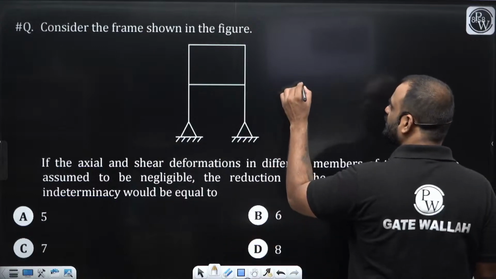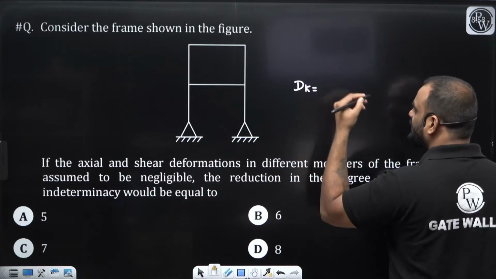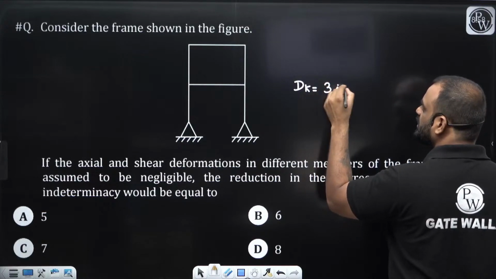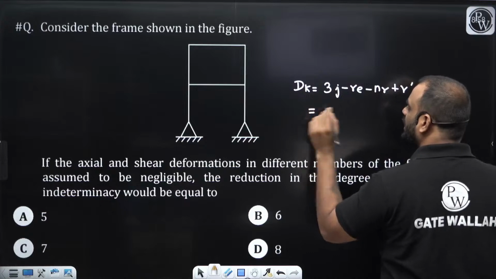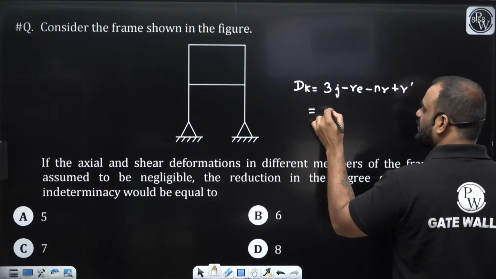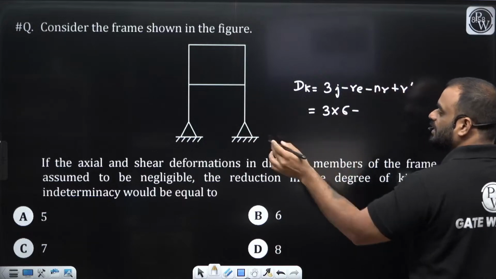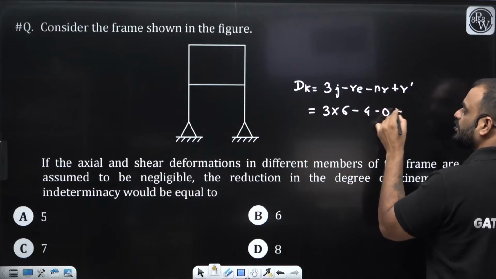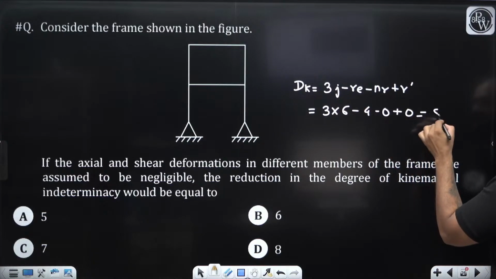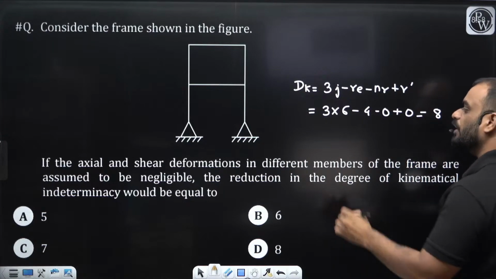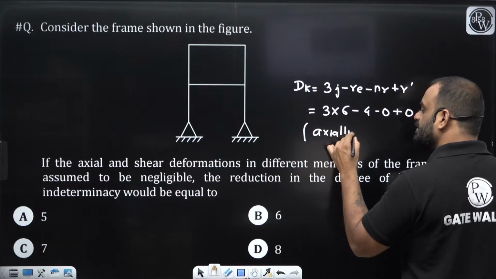Let us consider the first condition, when the members are not axially rigid. So our formula is 3j minus re minus nr plus r dash. When members are not axially rigid, then 3 into j: 1, 2, 3 and 3, 6. Re is equal to how much? 4. Nr is 0, reaction release is 0. So what is the value? 12 minus 4, that is equal to 8. Okay, sir. When members are axially extensible.